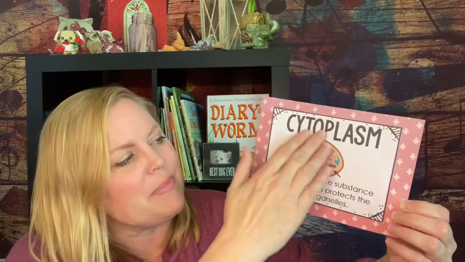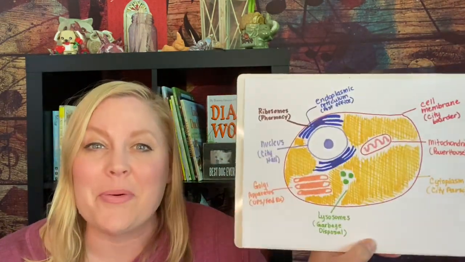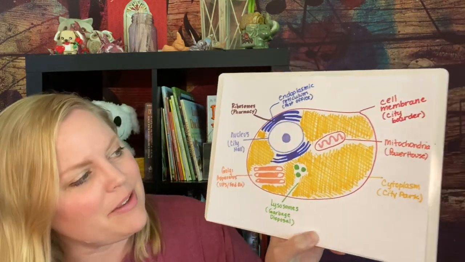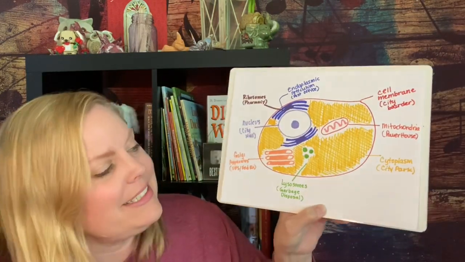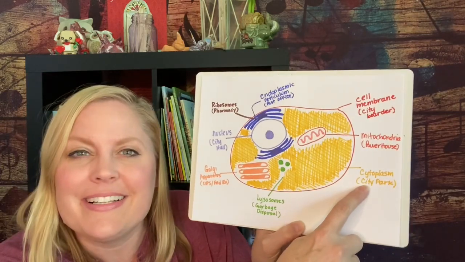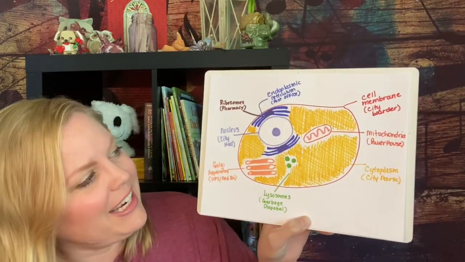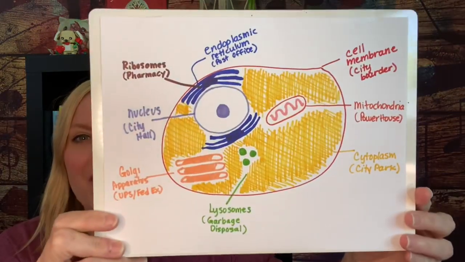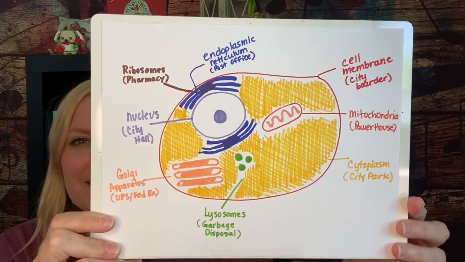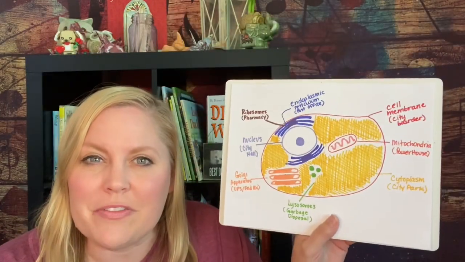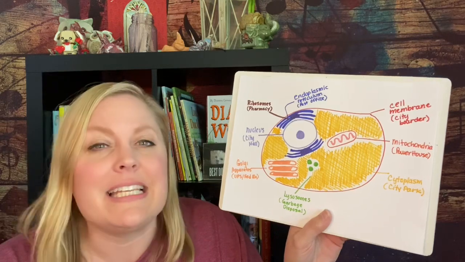Because the cytoplasm is the entire cell. So let's do some coloring. Maybe choose a light color so it shows up well. Okay, that took a while. Here's our cytoplasm all colored in. It is the city park. Okay, so there you have it. Our cell compared to the functions in a city.